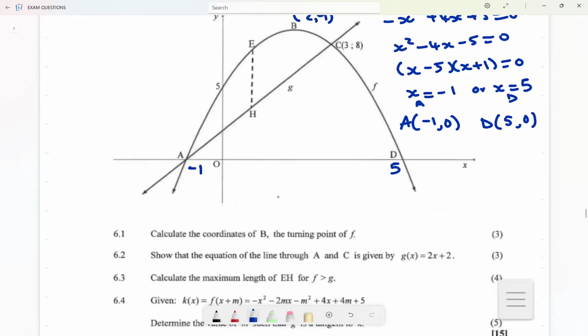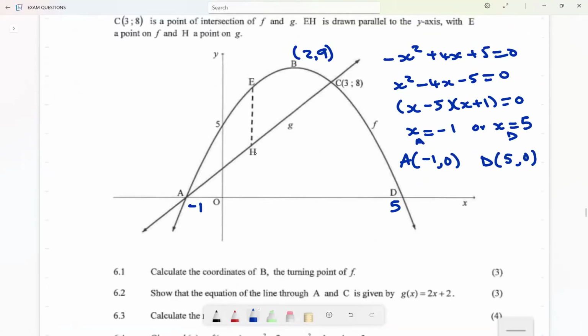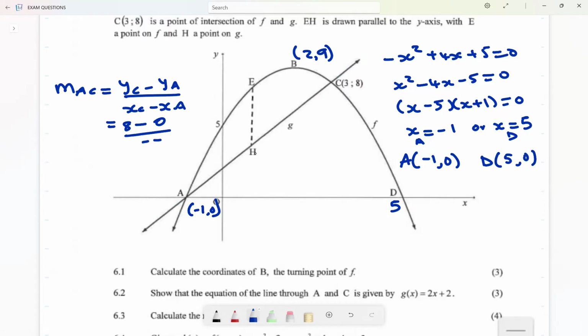So now that I have the coordinate of A, I can find the gradient AC. Gradient AC is going to be the y coordinate of C minus the y coordinate of A, divided by the x coordinate of C minus the x coordinate of A. And I'm expecting a positive answer because it is a positive gradient. So it's going to be 8 minus 0, divided by 3 minus negative 1, which is the same as 3 plus 1. And then I get the gradient of 2. So the gradient of AC is 2.